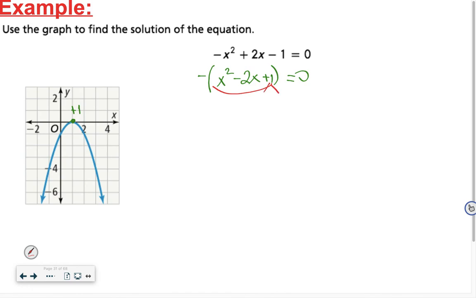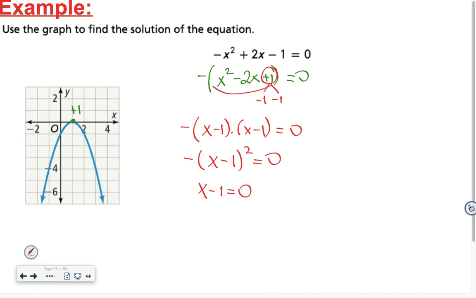Remember how to factorize this. You can find the factors of positive 1: negative 1 and negative 1. Remember, there are two conditions. When you multiply negative 1 and negative 1, you will get positive 1. When you add them up, you are supposed to get the number in the middle. So then you can write it down: x minus 1 times x minus 1, which is equal to 0. If you multiply two expressions with the same base, you can write it as an exponent: x minus 1 squared, which is equal to 0. From here, x minus 1 must be equal to 0, x is equal to 1.